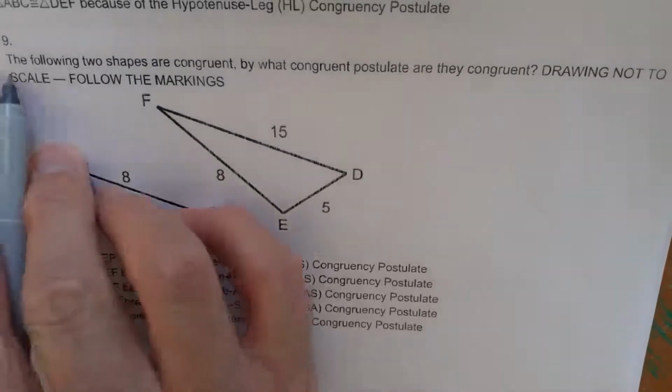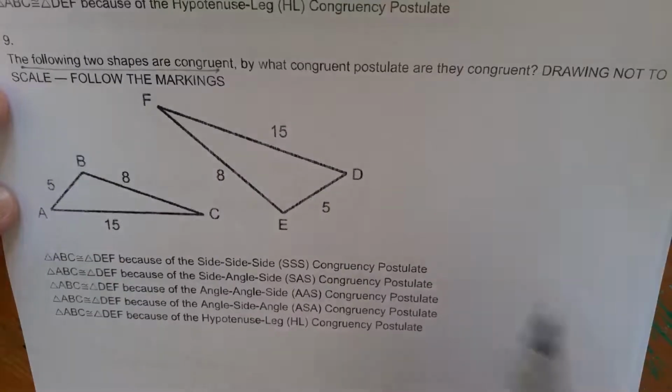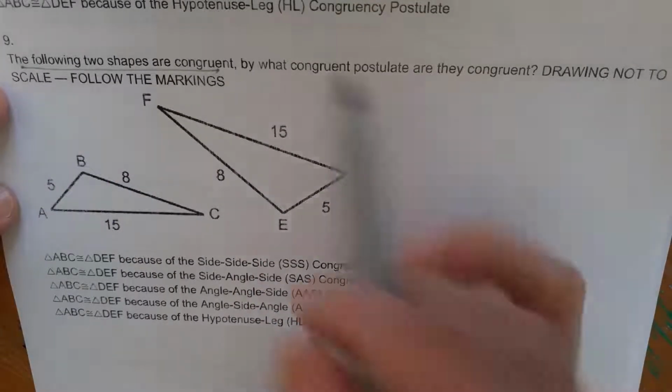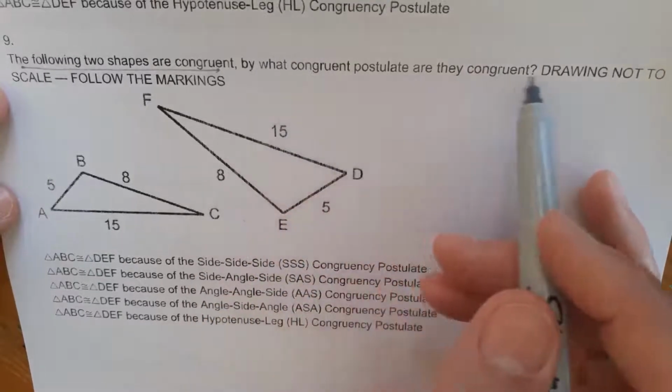All right, the following two shapes are congruent. And I love this first lesson. They're really being tender with us, but they're giving us all the different ways we can come up with this side, side, side congruency postulate. So it's pretty good in a short number of problems. By what congruent postulate are they congruent?